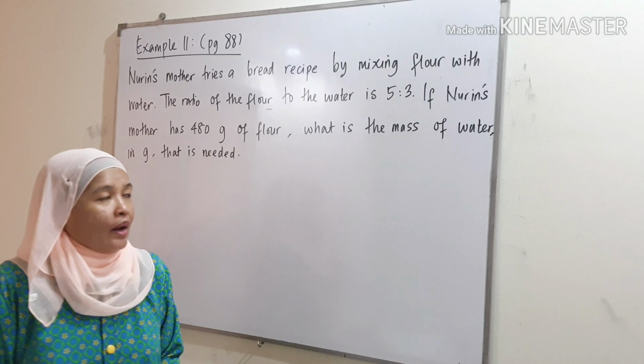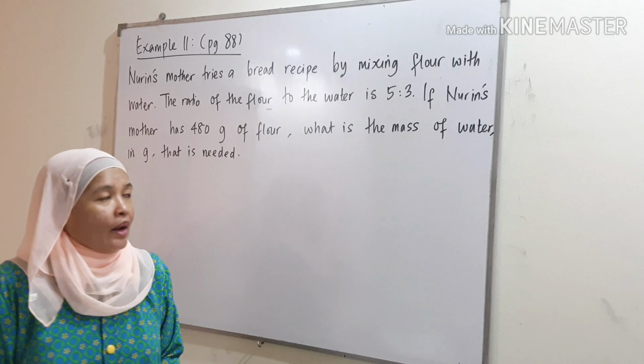Look at this situation. When Nuri's mother uses more flour, it means that she needs more water. So this is a directly proportional method, which is when something increases, the other also increases, or if something becomes smaller, the other becomes smaller. So you can use the directly proportional method, which means 3 divided by 5.